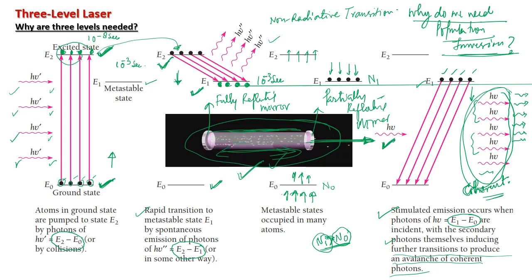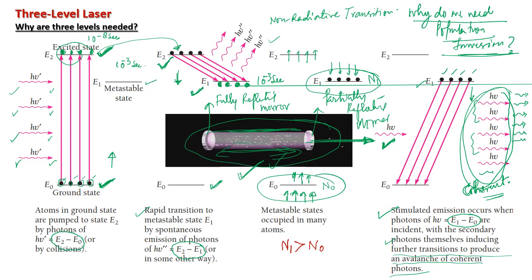So for the lasing action, what we want is more atoms in the metastable state than in the ground state. N1, which is the number of atoms in the metastable state, has to be greater than N2, which is the number of atoms in the ground state. This is known as population inversion, and this is required for the lasing action.